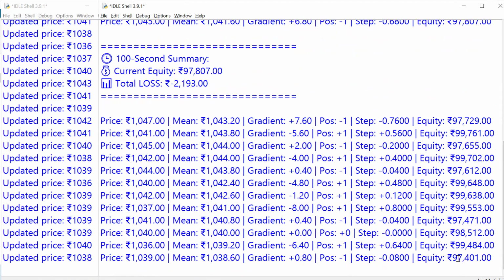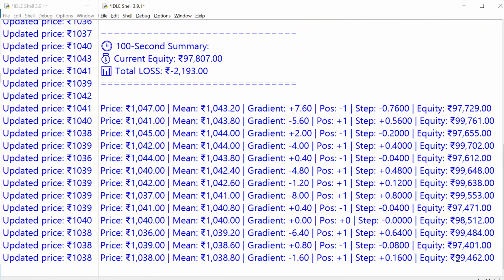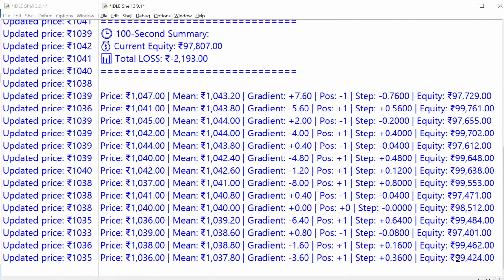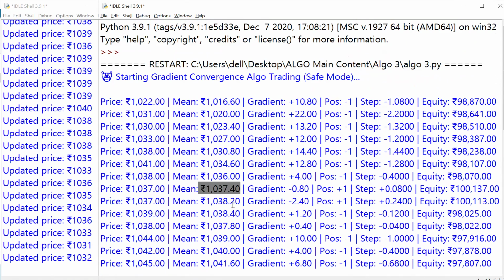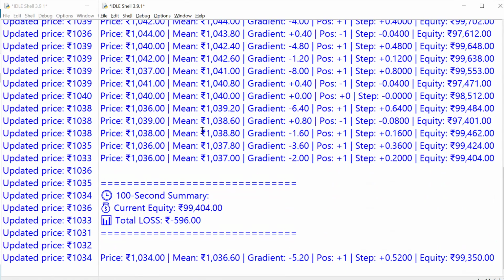We have told the algo to stop after 5% of total capital loss. So now it will show us the next cumulative capital loss after 100 seconds. Every 100 seconds it will check whether my loss is beyond the value or not. Now we have reduced the loss to minus 600. You can see here the loss in the first cycle was minus 2000 something. Now we have reduced it to minus 600.